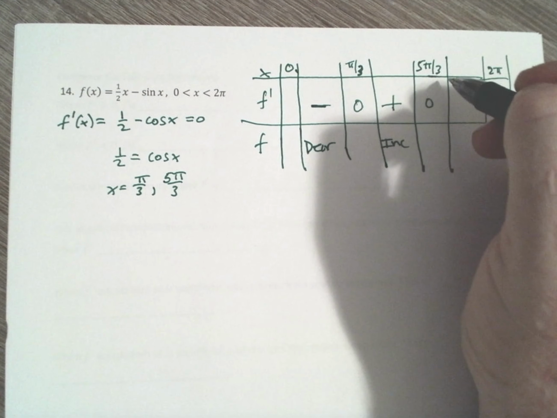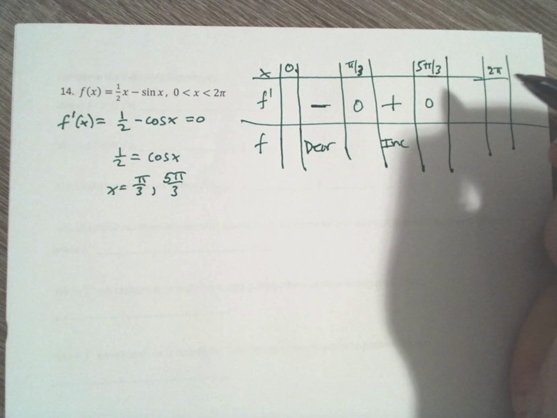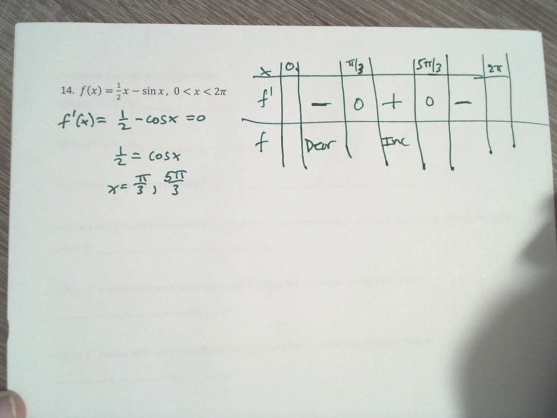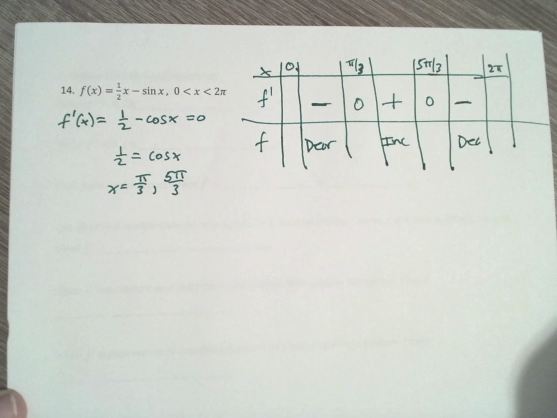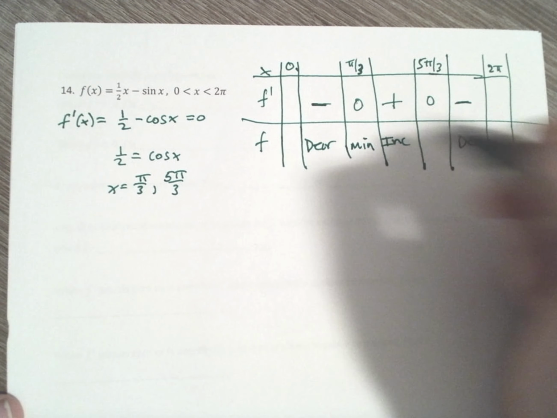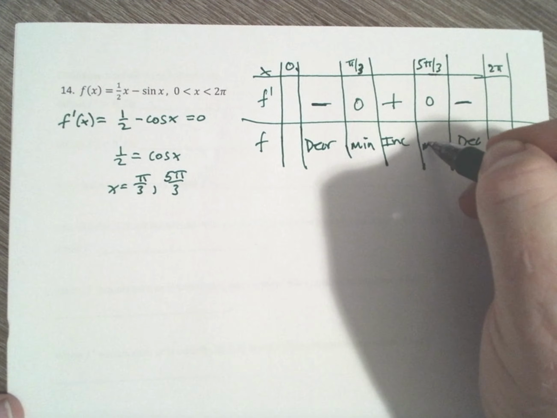And then we'll pick a number from 5 pi over 3 to 2 pi. We could pick anything, 11 pi over 6, 7 pi over 4. Those are the two memorized. Let's pick 7 pi over 4. The cosine of 7 pi over 4 is radical 2 over 2. And 1/2 minus radical 2 over 2 is, again, going to be a negative number. So we will be decreasing there. So here we will have a relative min, and here we will have a relative max.